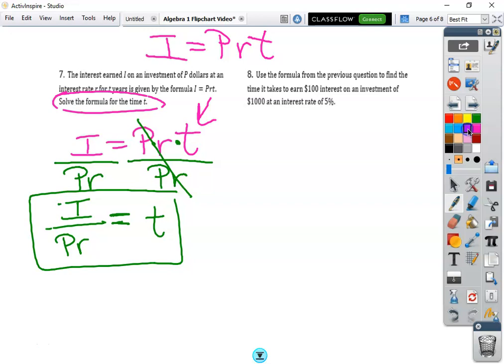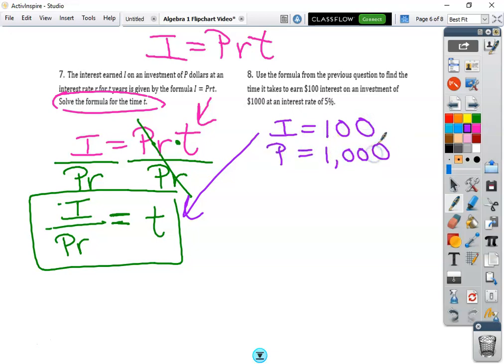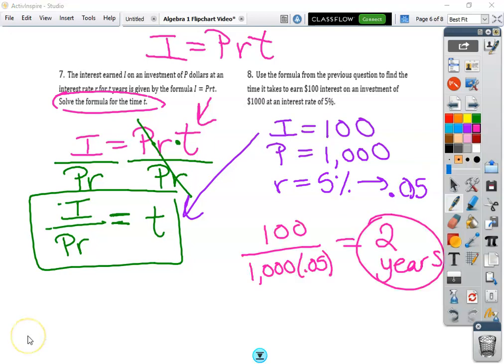Now we're going to use that same equation for number 8. So I is going to equal 100. P is going to equal 1,000. And the rate is going to be 5%, which we're going to convert to 0.05. Okay, so I would like you to put that information into the equation and find out what is t. All right, your answer should have been 2 years.